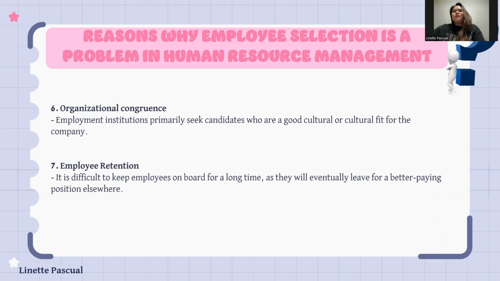It is difficult to keep employees on board for a long time, as they will eventually leave for a better paying position elsewhere. People like that will quit as soon as they can get the chance. These are some of the biggest obstacles that HR has to overcome during the hiring process. Human resources professionals can and will find themselves up against good practices designed to help them triumph over these obstacles.